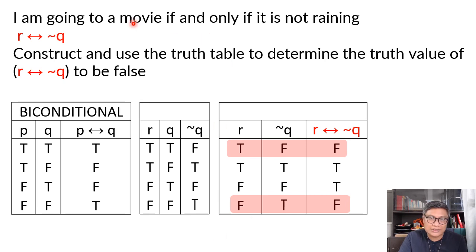So these are the only possibilities. In other words, class, if one of the statements is true and the other one is false, then the entire statement is false. Meaning, if "I am going to a movie" is true, then "it is not raining" should be false. Or, if "I am going to a movie" is false, then "it is not raining" should be true. So that this entire compound statement will be a false statement. Okay, so this is how we evaluate or create a truth table based on the given conditions.